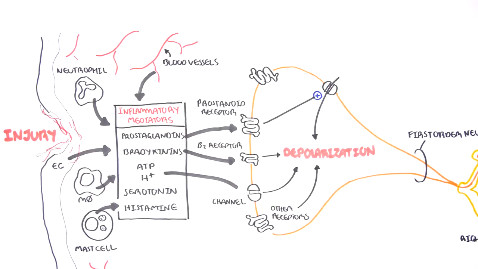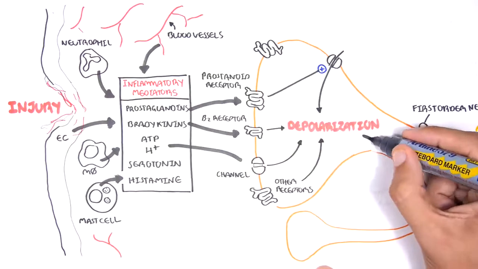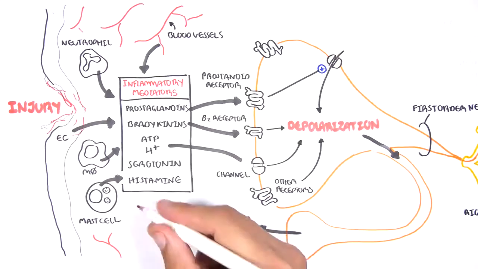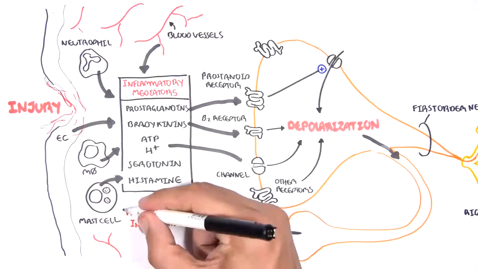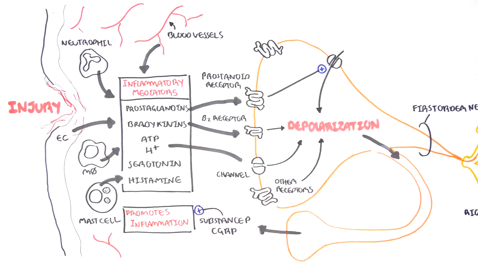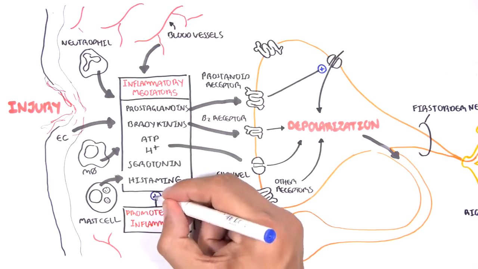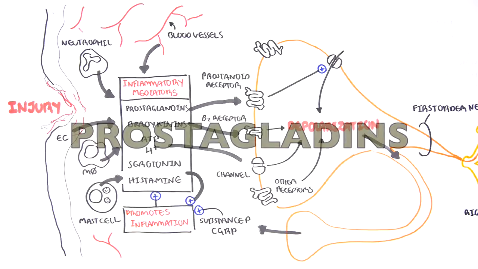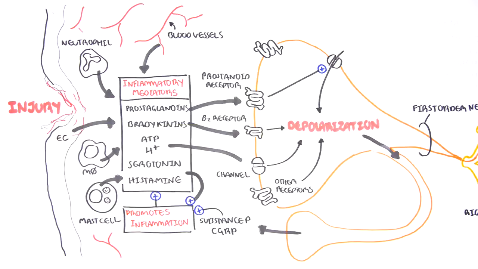What's fascinating is that when this first order neuron is stimulated, it will further promote an inflammatory response by releasing other chemicals such as substance P and CGRP. Thus, this inflammatory process is amplified. Because there are many inflammatory mediators being produced, it's important to remember one of them here, which actually plays one of the main roles in this pain pathway. The one I'm talking about is prostaglandins, specifically prostaglandin E2 and F2.